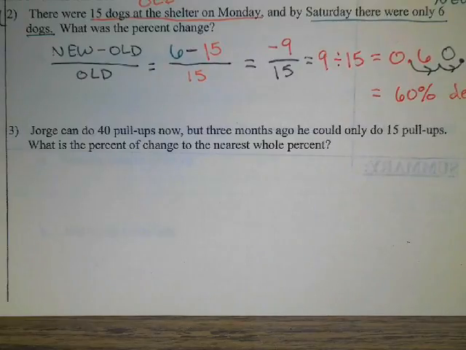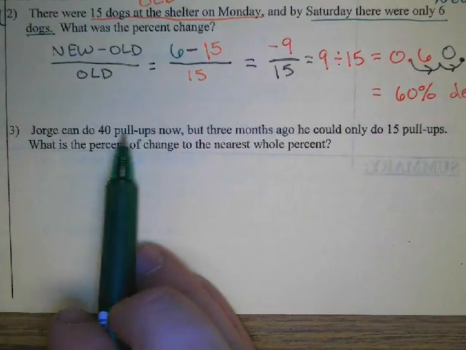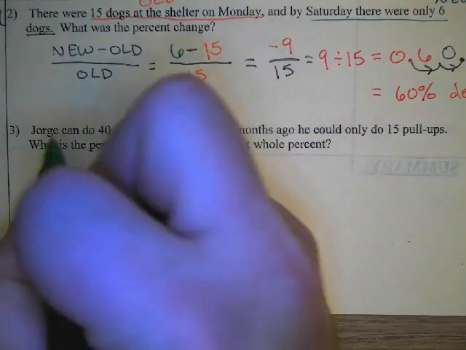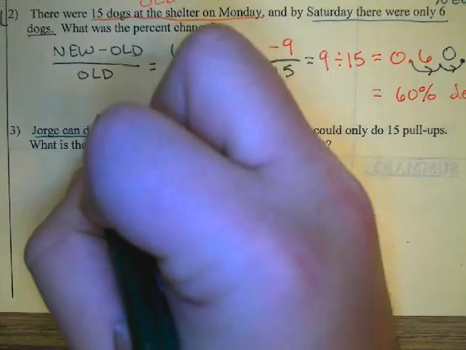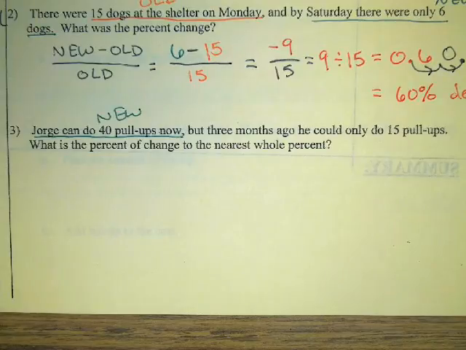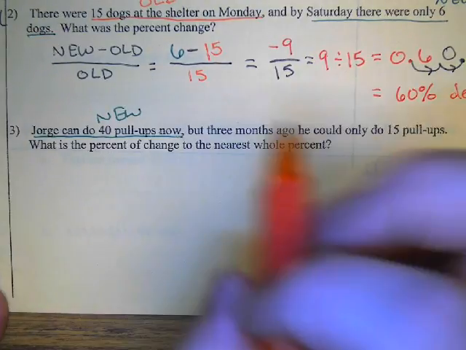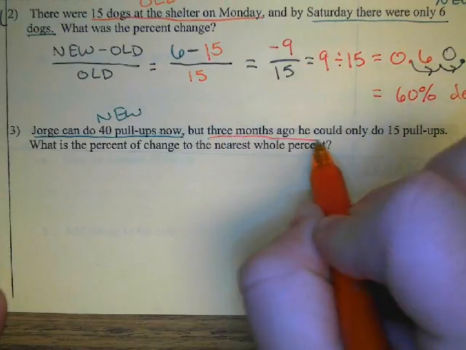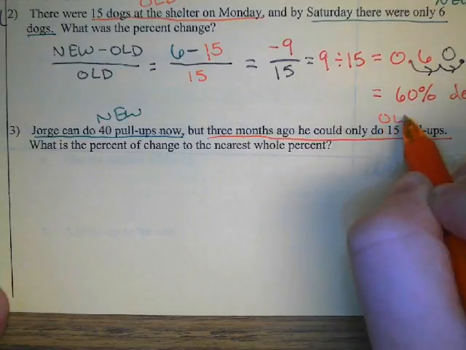Jorge can do 40 pull-ups now, but 3 months ago he could only do 15 pull-ups. What is the percent change to the nearest whole percent? So let's identify our numbers. Jorge can do 40 pull-ups now, so that's going to be our new number. But 3 months ago, he could only do 15. So 3 months ago tells me that was in the past, so that's our old number.